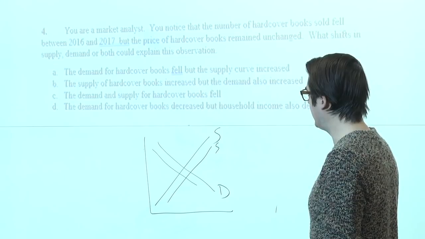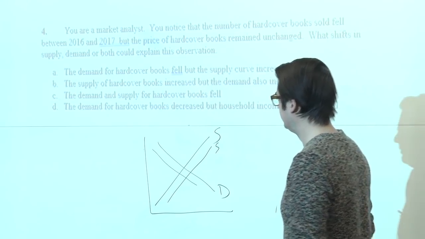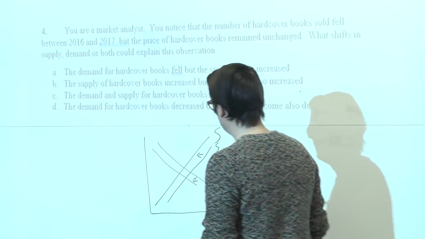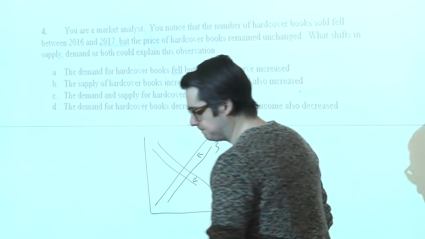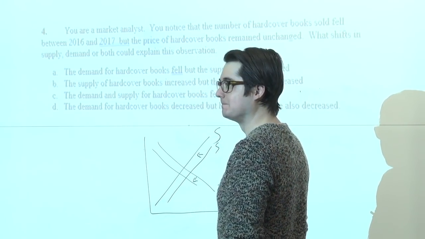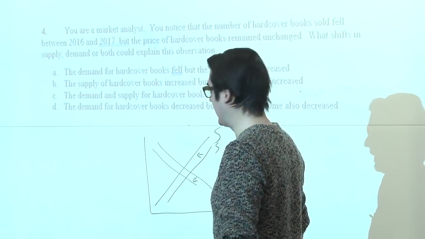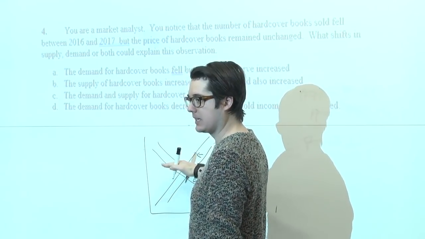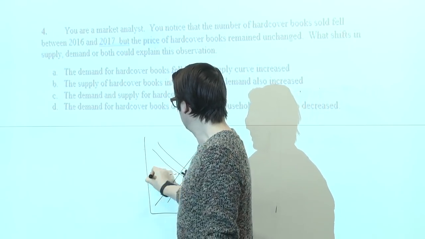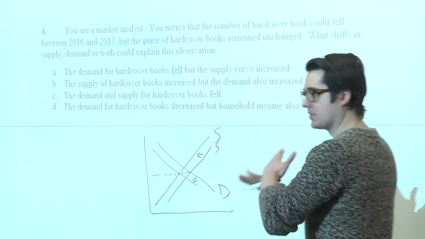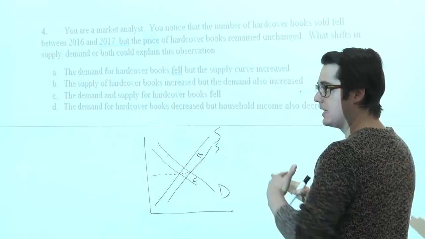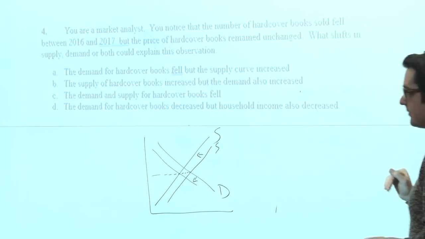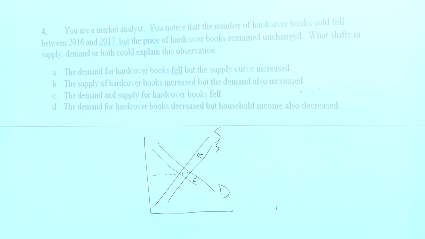The demand and supply for hardcover books fell. Okay, so we're moving this way and this way. Is that going to be right? That could be, right? Output is definitely falling, but if they decrease in the same magnitude, what's going to happen to price? The price could stay the same, right? If supply decreases and demand decreases by the same magnitude, the price will remain the same. Okay? So the answer to 4 is C.